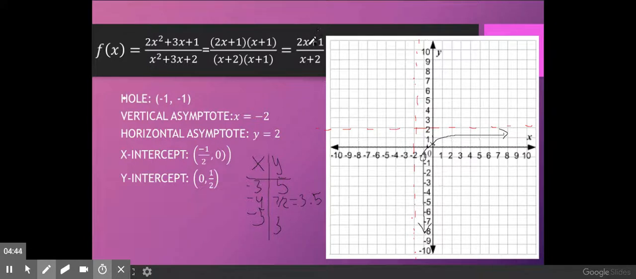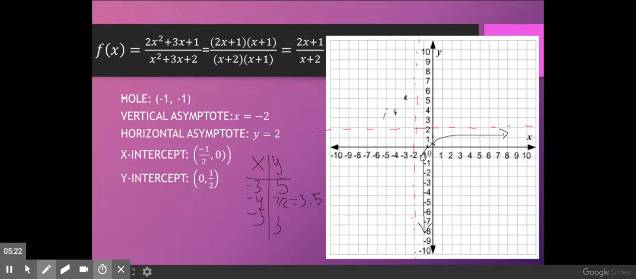So -3, when we plug that in, we end up getting -5 over -1, which becomes +5. If we plug in -4, we get 7 over 2, which is 3.5. And if we plug in -5, we get 3. So let's plot those points and we'll see: is it going to be above or below our horizontal asymptote on the left side of our graph? So -3, 5 would be right here. And then we have -4, 3.5. So it's looking like we are above the horizontal asymptote, and then -5, 3.